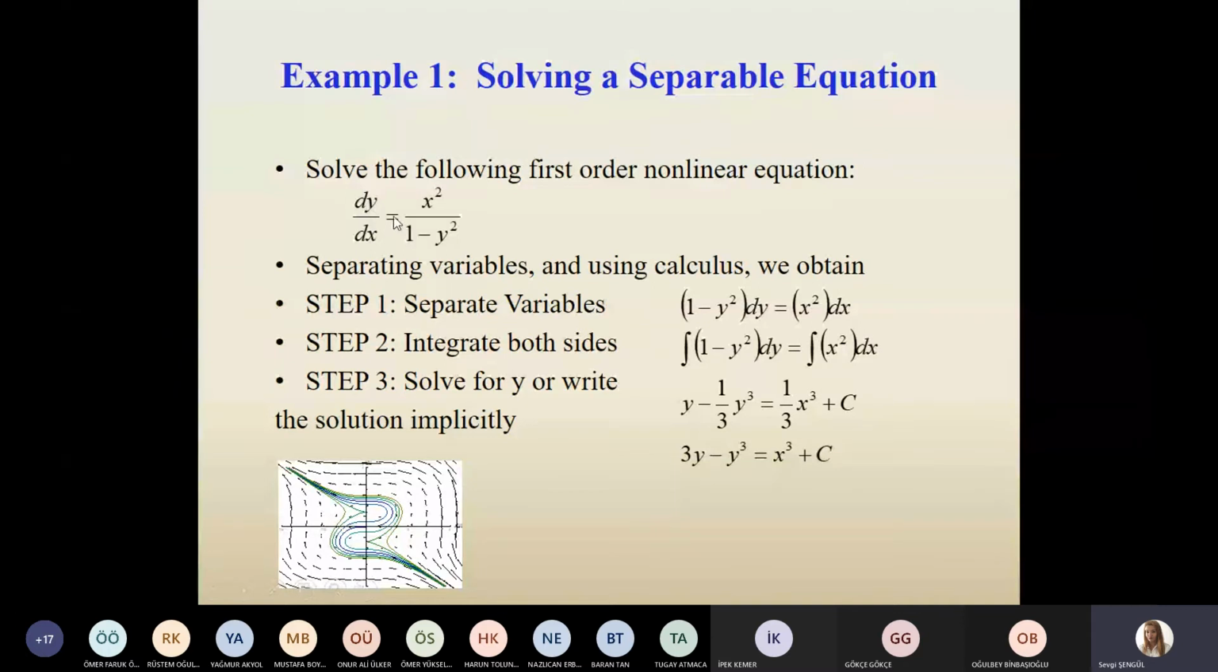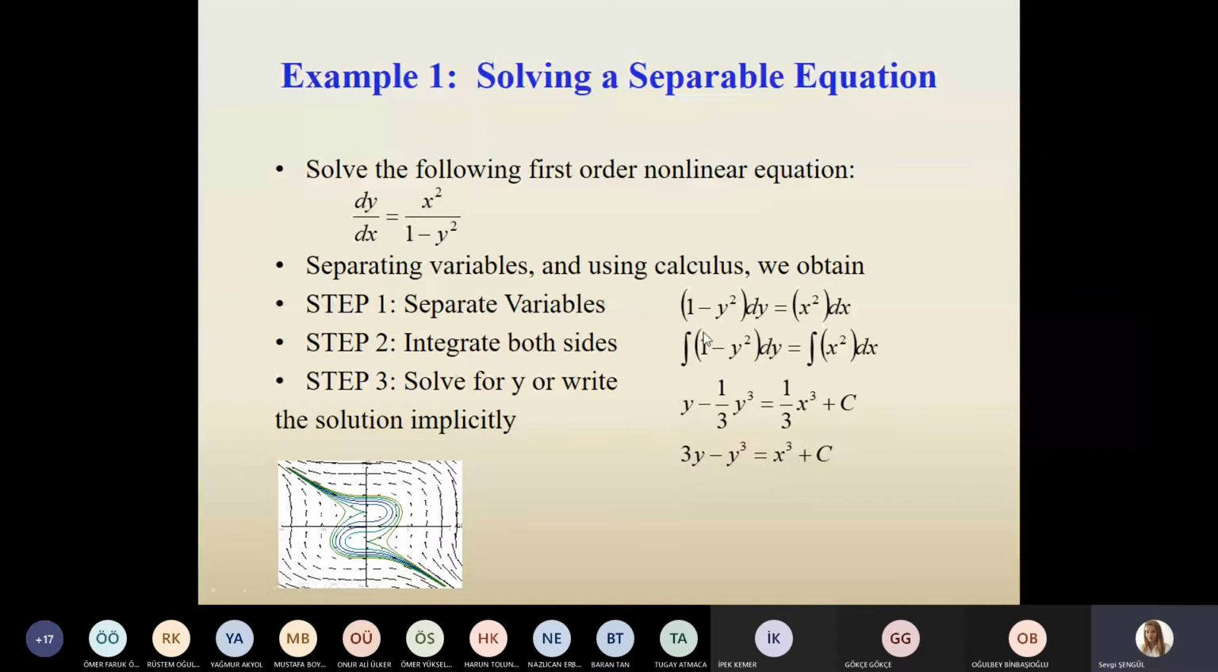But what you can do, you can separate the y terms and x terms in different sides of the equation. For example, this is the same as dy (1 minus y squared) and dx x squared. So as a first step, you need to separate the variables. And if you have only y terms in one side and only x terms in the other side, what you can do is just integrate both sides and solve for y. That's it. It's so easy.